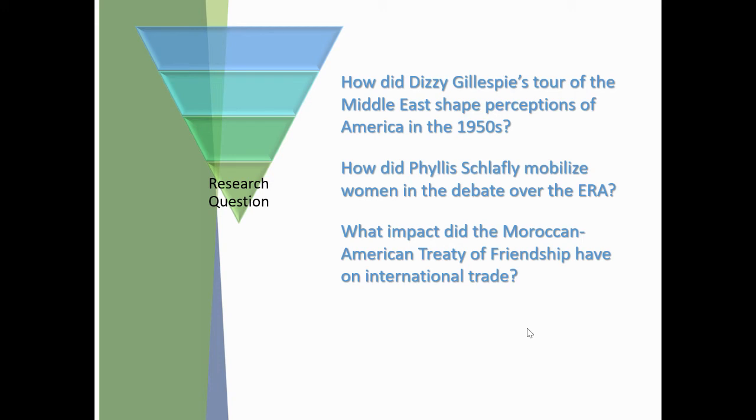So here, the examples have turned into, how did Dizzy Gillespie's tour of the Middle East shape perceptions of America in the 1950s? How did Phyllis Schlafly mobilize women in the debate over the ERA? And what impact did the Moroccan-American Treaty of Friendship have on international trade?